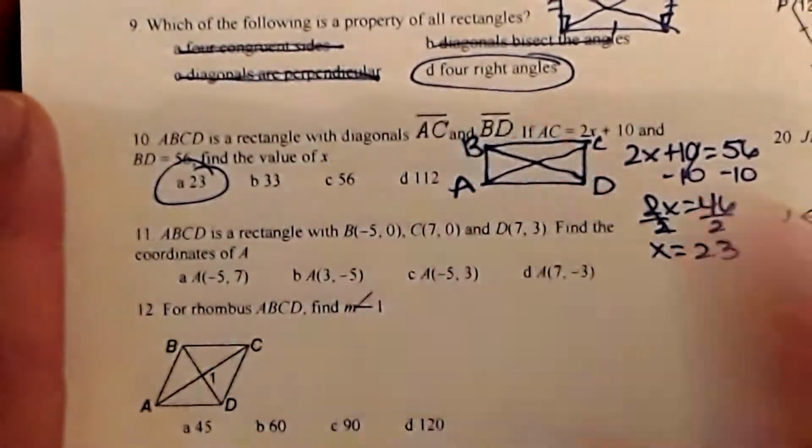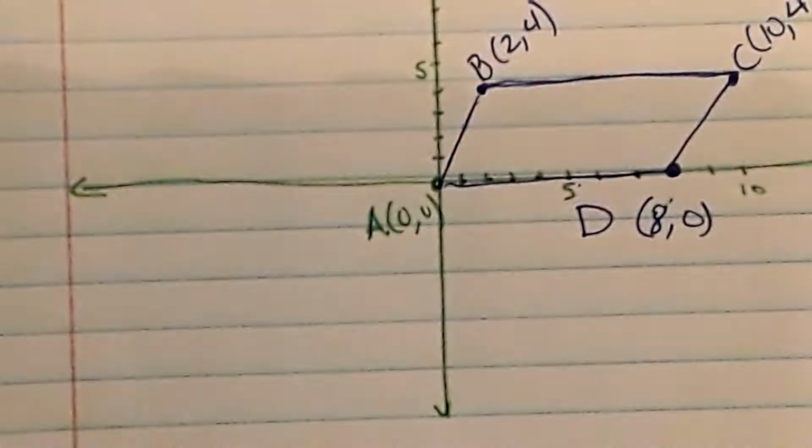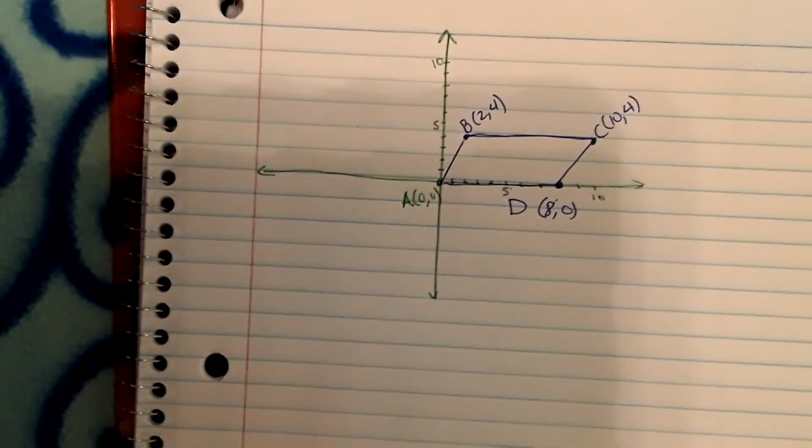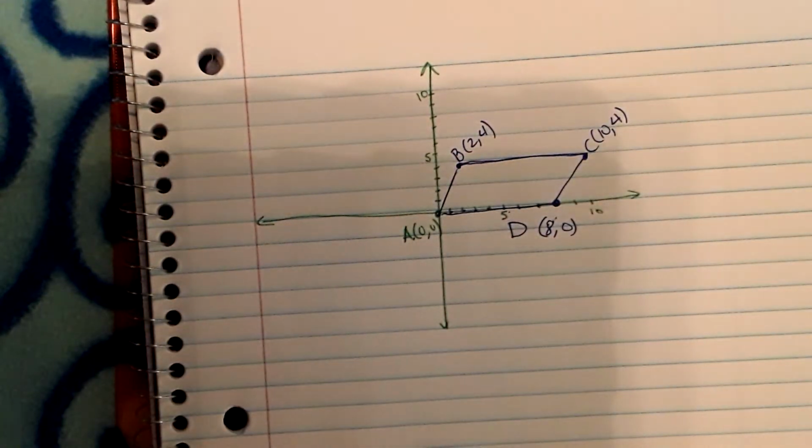Okay, number 11 is another graphing problem. It says ABCD is a rectangle. Find the coordinates of A. So again, I'm going to use my coordinate plane. You could even use the same one, honestly. This one has negative numbers. You know what? I'm going to draw another one, because otherwise it's going to overlap and it might be confusing.